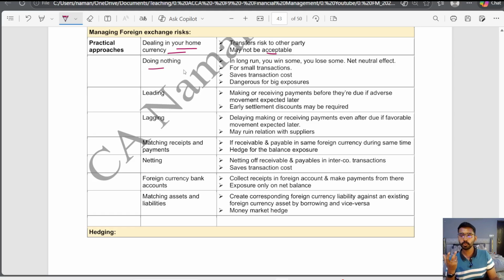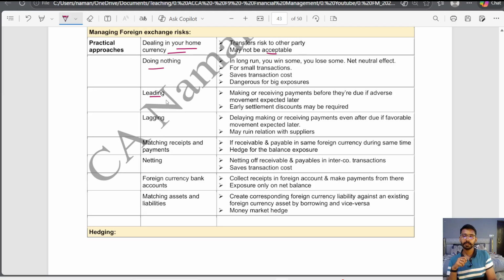Then another thing is the do nothing approach. See, in the long run, you will make profit on certain transactions, you will make losses on certain transactions. More or less, the forex is reasonably stable. Okay, so in the long run, you are going to win some, lose some. So net impact is going to be neutral. But this is applicable only for small transactions, and it helps you save some transaction cost. But if you're dealing with huge amounts, even a small change in foreign exchange can lead to huge losses. So this is good for smaller and frequent transactions, but for bigger transactions, this might not be the best approach.